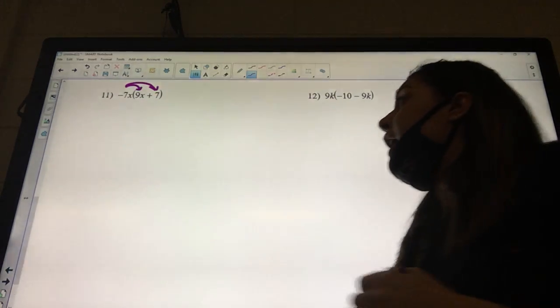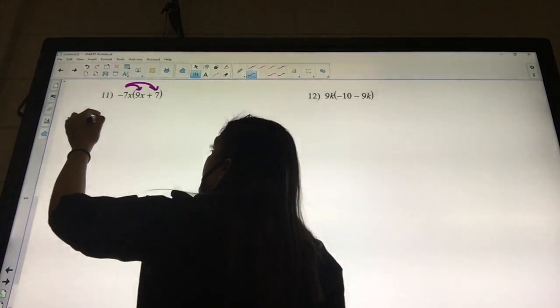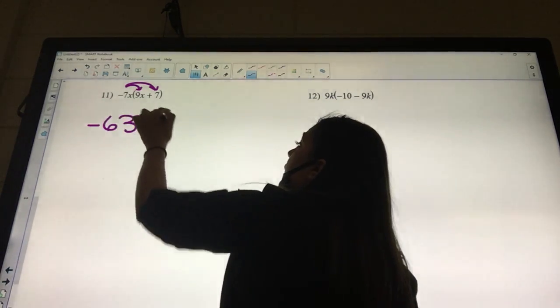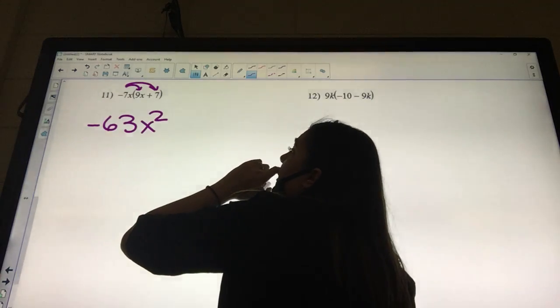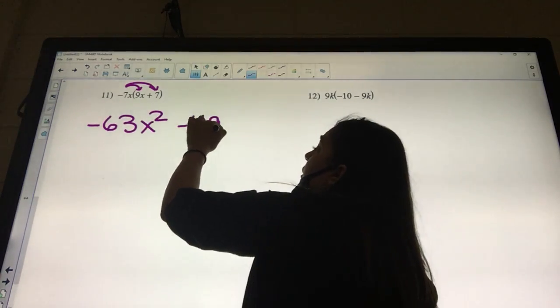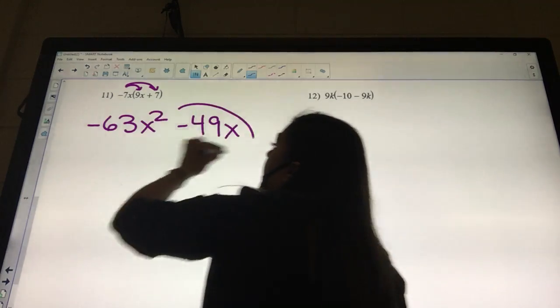Negative 7 times 9, negative 63. How many x's? 2, x squared. Okay, negative 7 times 7, negative 49. How many x's? 1. Perfect.